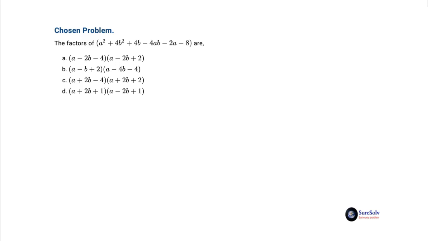The chosen problem is: the factors of a square plus 4b square plus 4b minus 4ab minus 2a minus 8 are. Option A: a minus 2b minus 4 multiplied by a minus 2b plus 2. These are the two factors. Option B: a minus b plus 2 multiplied by a minus 4b minus 4. Option C: a plus 2b minus 4 multiplied by a plus 2b plus 2. And option D: a plus 2b plus 1 multiplied by a minus 2b plus 1.